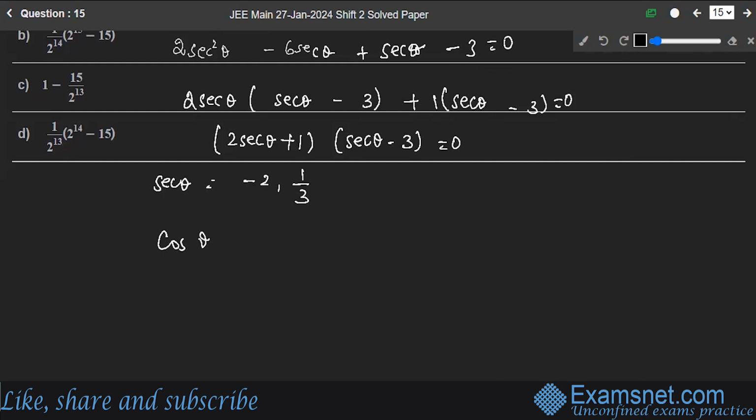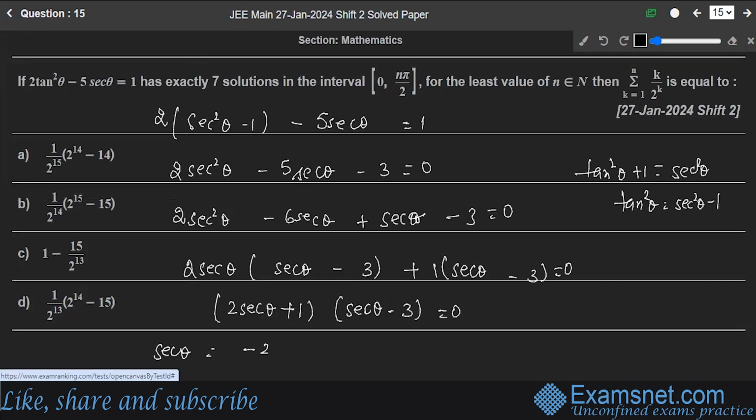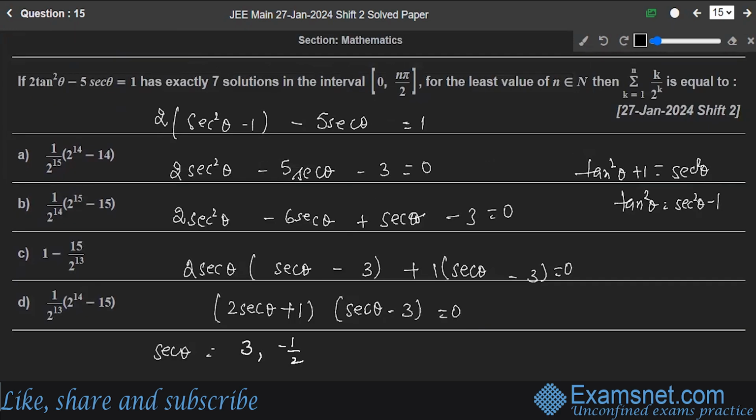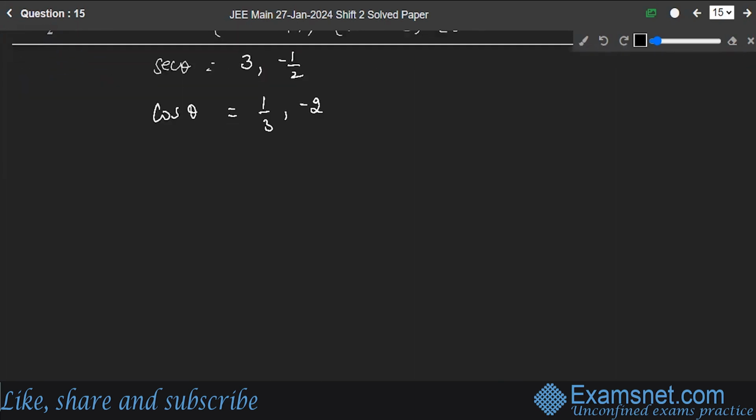So secant theta will be 3 or minus 1 by 2. So that means cos theta will have the values 1 by 3 and minus 2. Right, now in the question, it said that it lies in this given interval for the least value of n belonging to the natural numbers. That means I cannot take the negative value. So cos theta will be equal to 1 by 3.